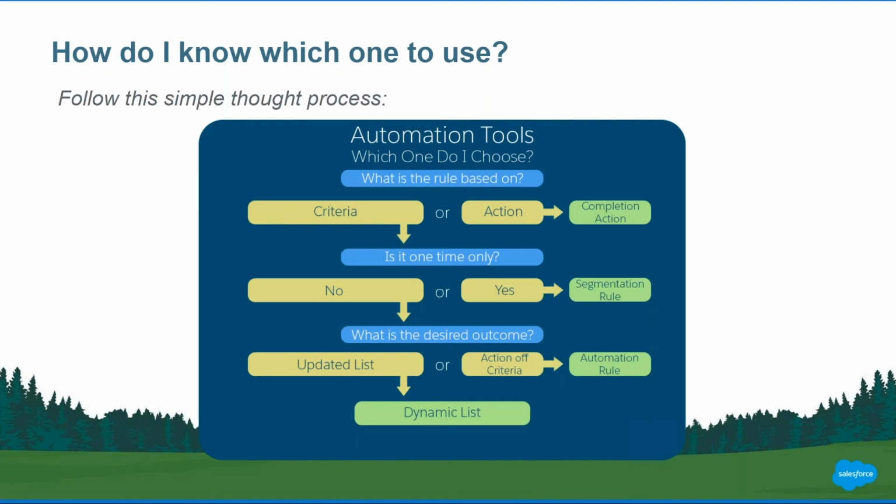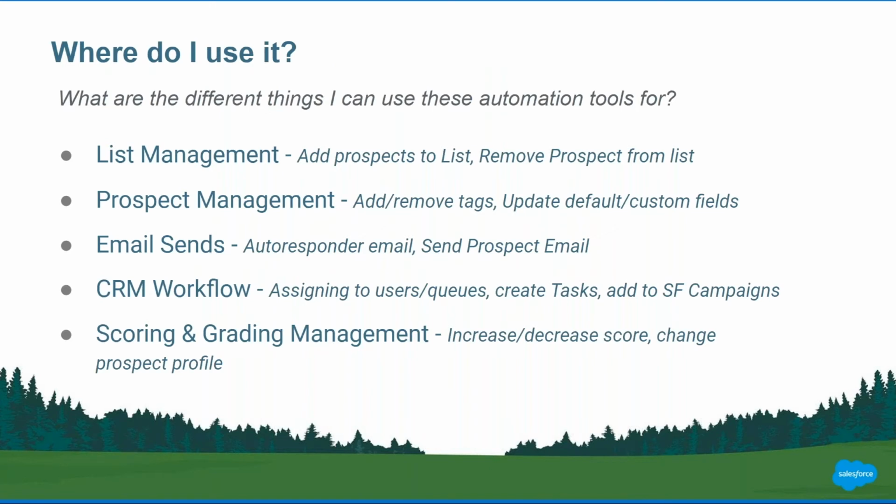If you want to trigger an action other than just updating the list, then you're going to use an automation rule. And the automation tools have several uses. You can use it to actually manage your lists, manage details about your prospect. You can also send out emails. You can actually integrate certain actions to perform tasks that work in conjunction with your current CRM workflow.